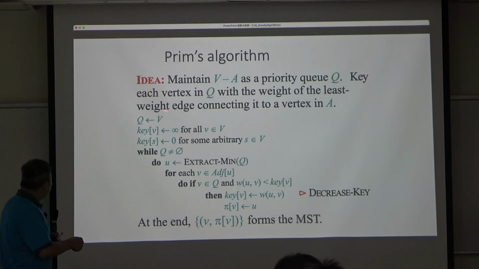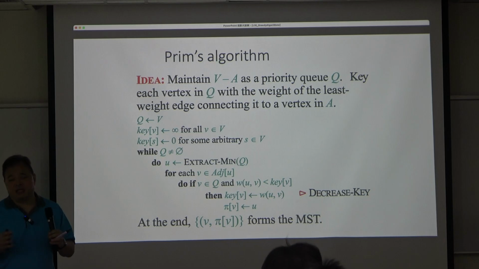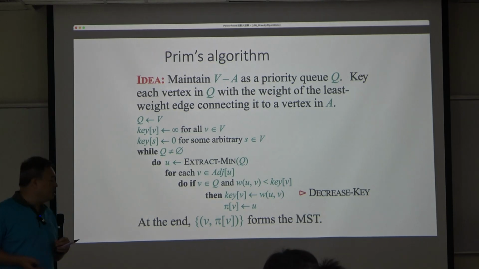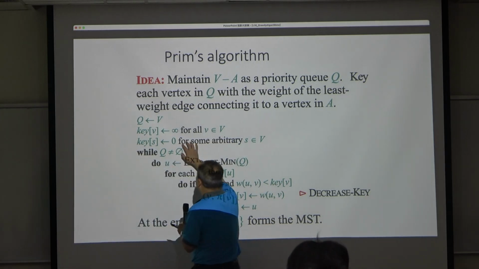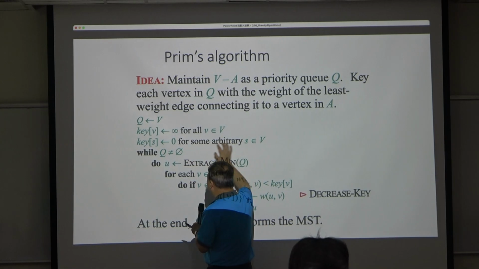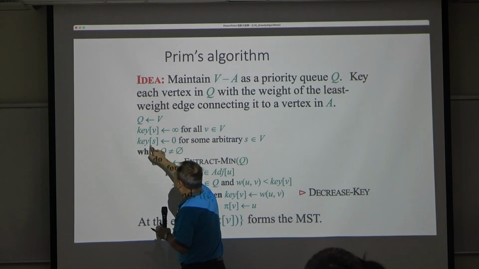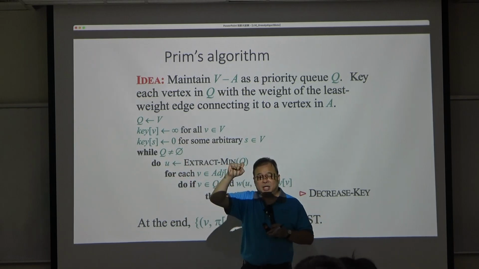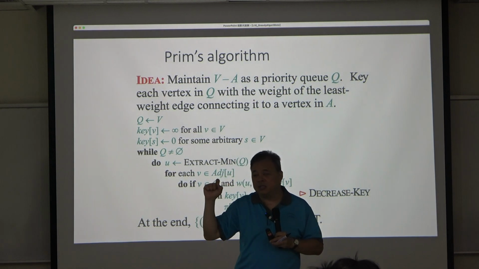Okay. Originally, as I said, every node's key is initialized to infinity. To start, it doesn't mean they will remain that way. And then we arbitrarily pick a node. Let's say that arbitrary node is node S. So we make that key 0. That's the beginning. We randomly pick a starting point.